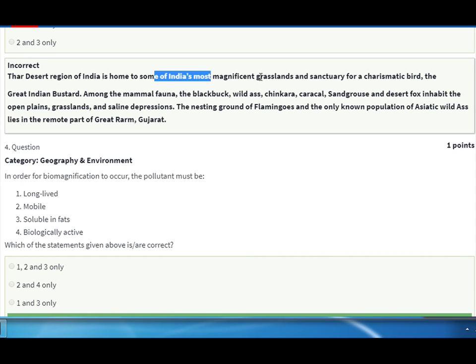The desert of India is the home of some magnificent grasslands and a sanctuary for a charismatic bird, the great Indian bustard. Among the mammal fauna, the blackbuck, wild ass, chinkara, caracal, sand grouse and desert fox inhabit the open plains, grasslands, or saline depressions. The nesting grounds of flamingos and the only known populations of Asiatic wild ass lie in the remote parts of the Great Rann, Gujarat.